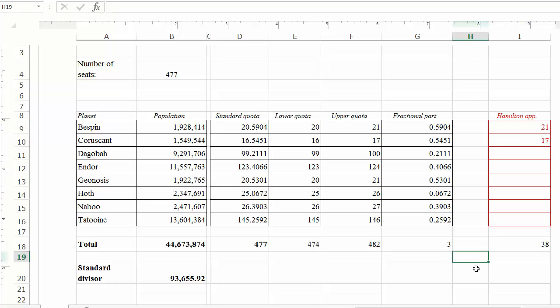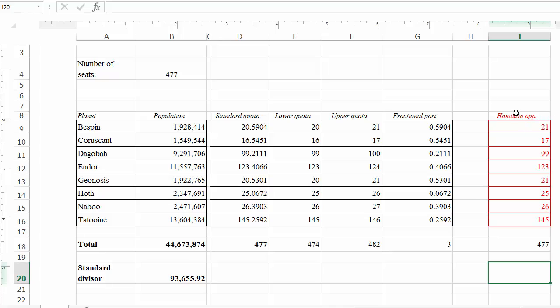We had 3 extra seats to give out. We gave one to Bespin, then we gave the next one to Coruscant, and there's one more to give out, so we have to look at the next largest fractional part, and we see that's 0.5301 for Geonosis. So their lower quota was 20, and so they would get 21. Now we've given out the 3 extra seats, and so everybody else just gets their lower quota. So we go ahead and enter those. And there we have it.